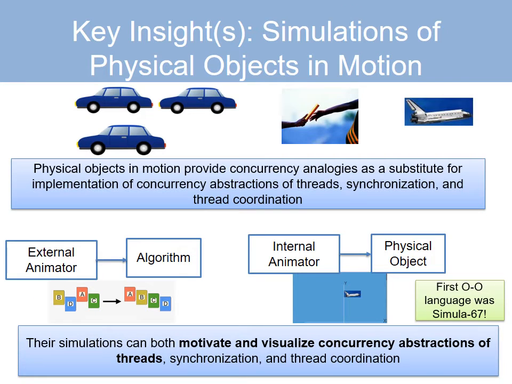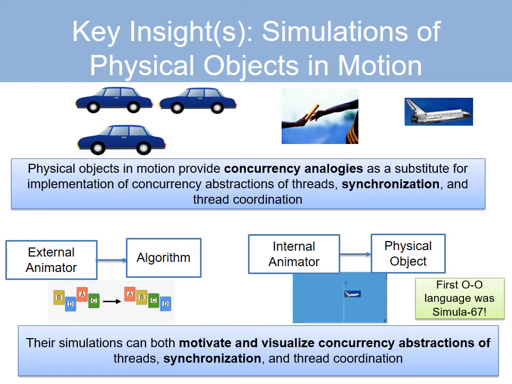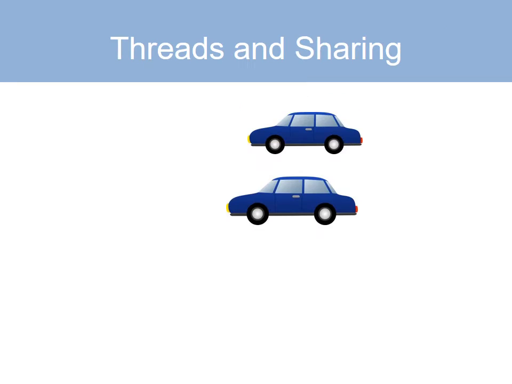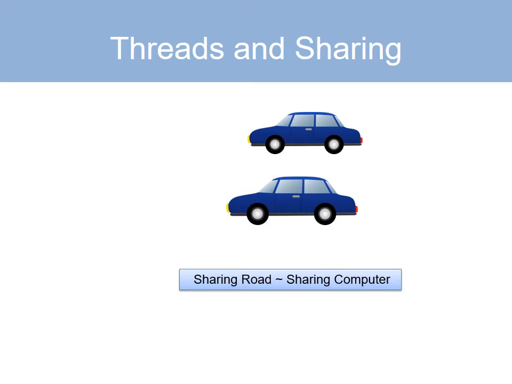And so that's my argument that you see concurrency visually here. Let's go and talk about a concurrency analogy for synchronization. So let's take two cars.